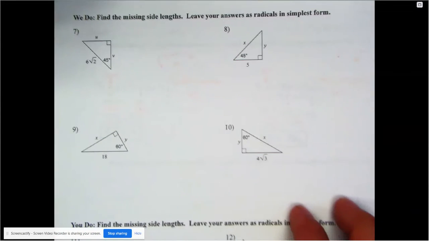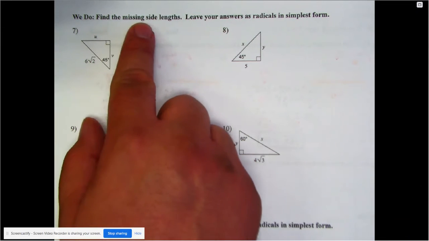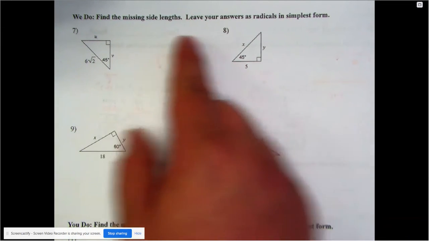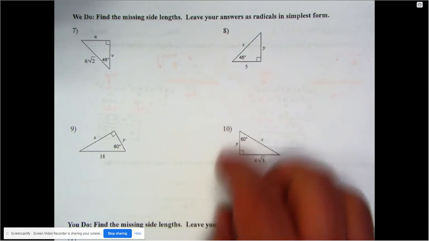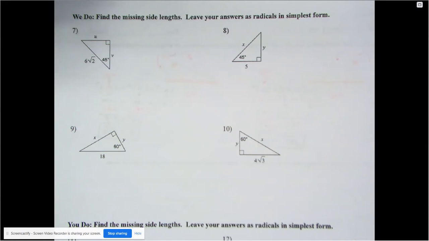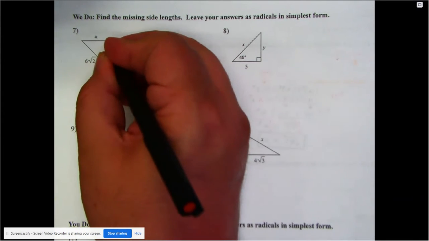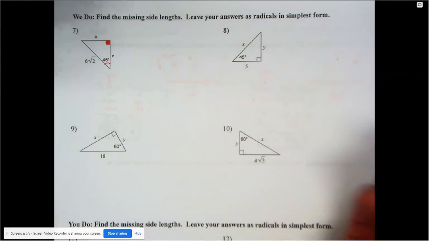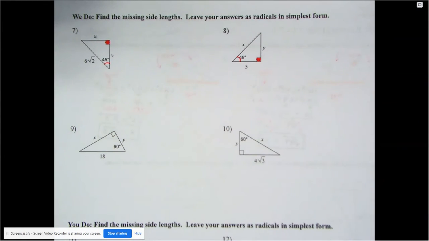Now, the next biggest topic that we've had has been this very special set of triangles. So it once again says, find the missing side lengths. But you're going to leave your answer in radicals in simplest form once again. But now these are a very special case, because if you notice with these first two, I see a 45 and I see a 90. I see a 90 and I see a 45 for this one.